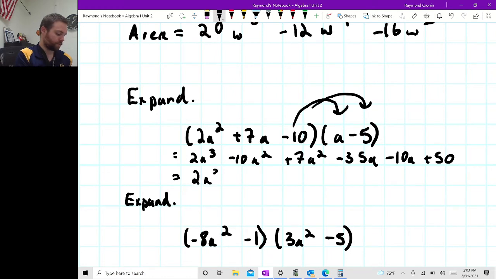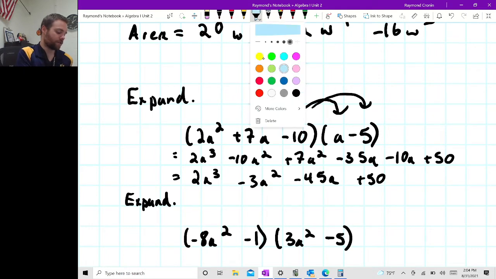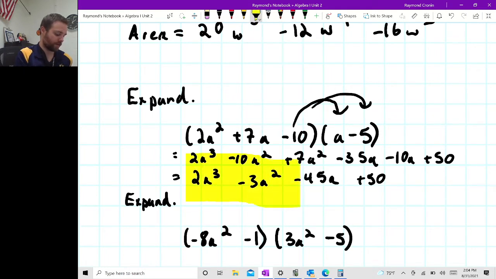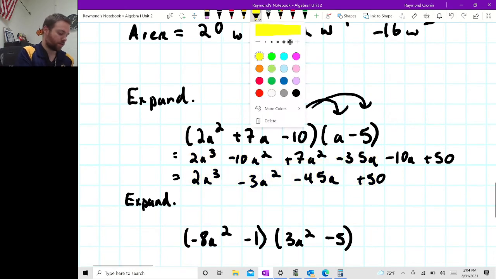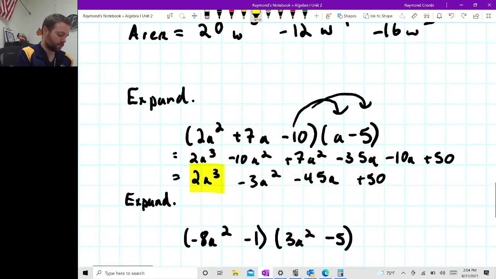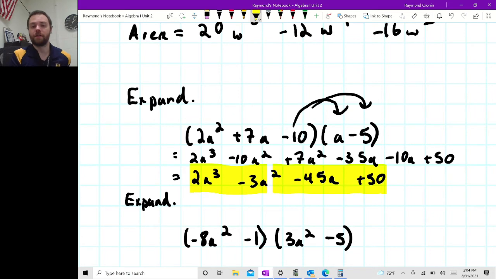2a cubed. I've got -10a squared plus 7a squared is -3a squared. And then -35a minus 10 is -45a plus 50. And that is your answer, once you have combined all the like terms, and like terms are the ones that have the same powers. So I want to state that too. Once you've combined all like terms, you're good.